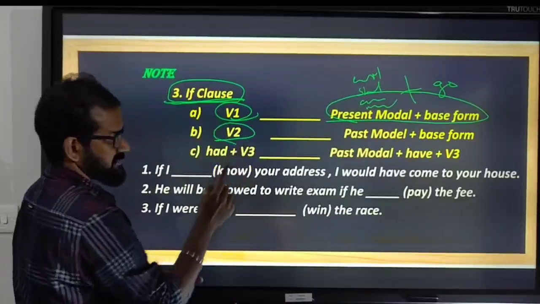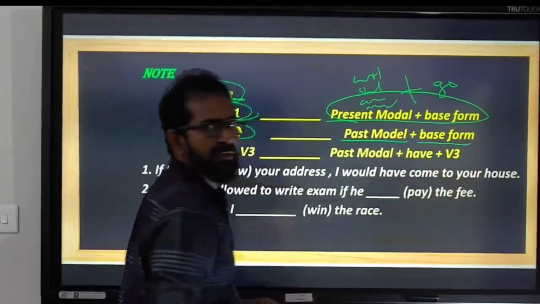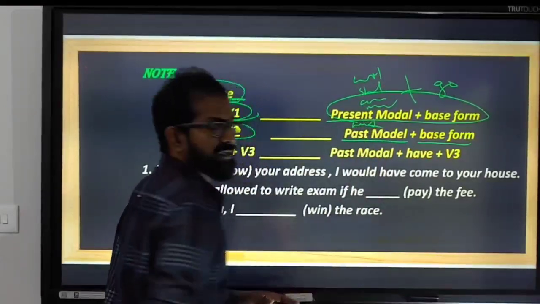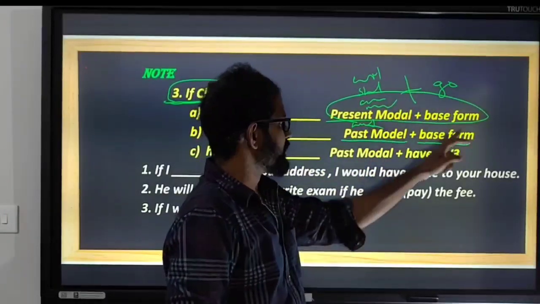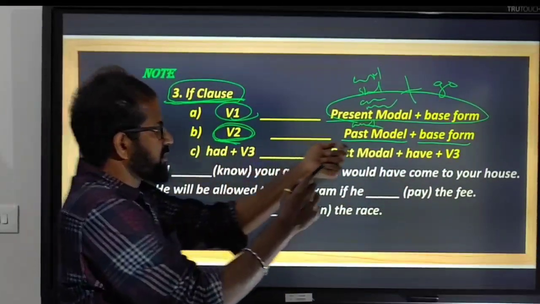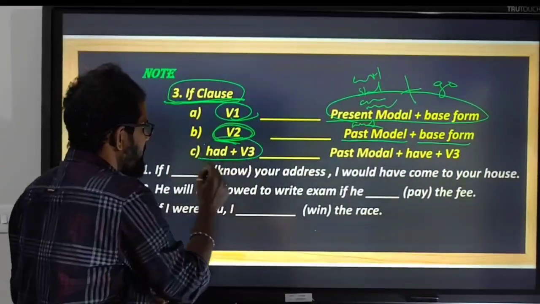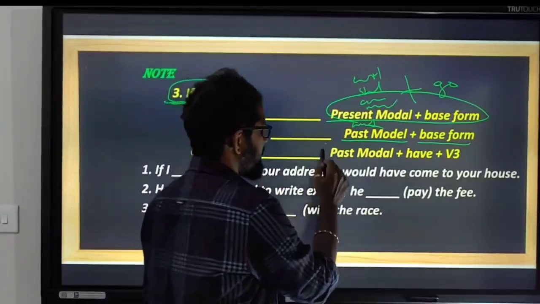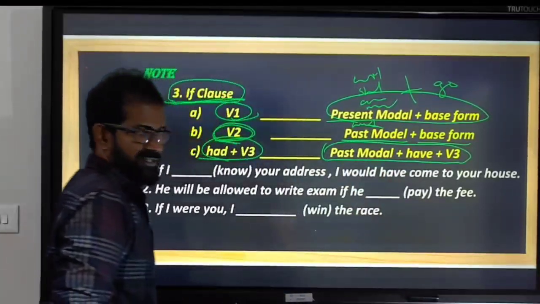If the if clause is V2, then we use past modals plus base form. What are the past modals? Would, should, could, might, plus base form. Base form again, go: would go, should go, could go, might go. Even though it is V2, we don't use V2 here, we use only base form. Next, if the if clause is had plus V3, then the main clause must be past modal plus have plus V3.